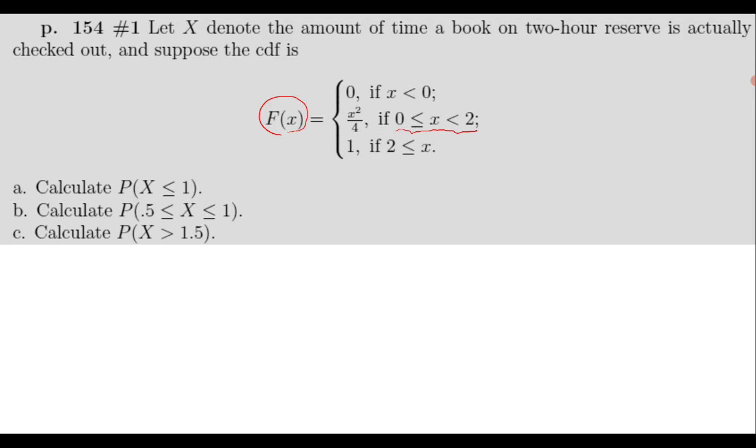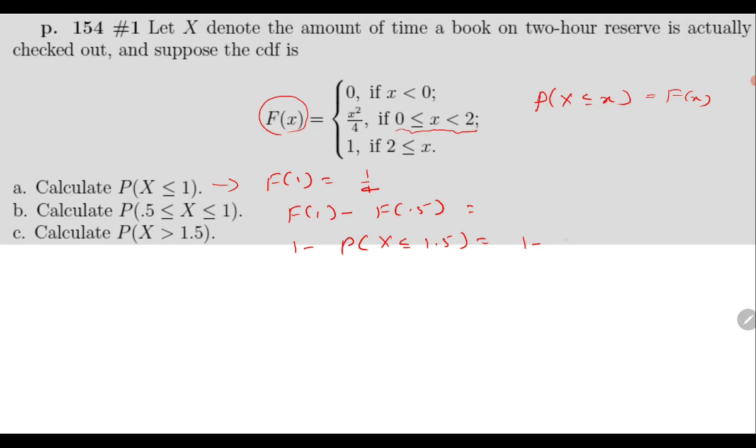So try to see what is given and what it represents. When we say capital X less than or equal to small x, it represents capital F of x, which means it represents F of 1, and x lies between 0 to 2, so it is 1 by 4. Similarly, the next one represents F of 1 minus F of 0.5. You can substitute the values, and the last one can be written as 1 minus probability of X less than or equal to 1.5, which is 1 minus F of 1.5.